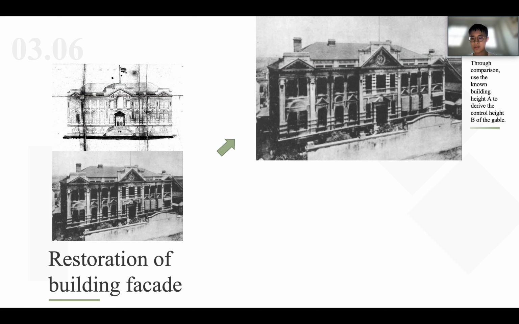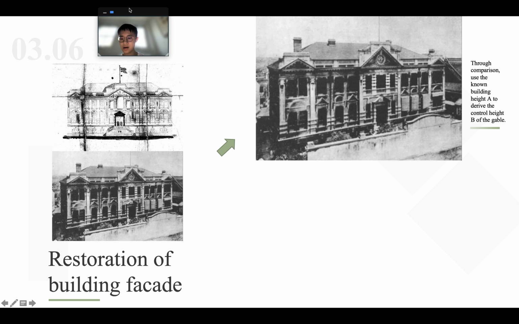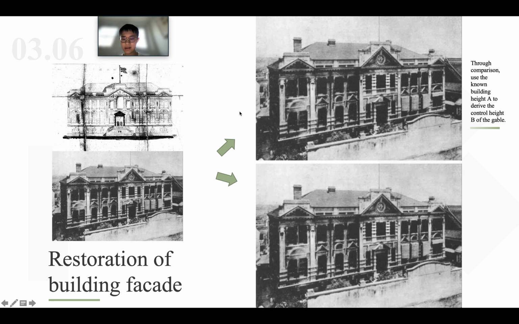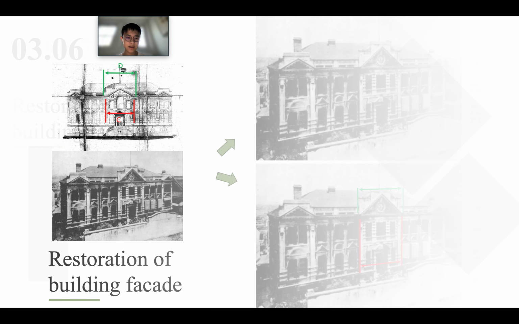After that, we have a further calculation. In this part, we first calculate the relationship C between the pilasters on the facade and the width D of the gable. Then we can derive the width D of the gable. And finally, we can restore the gable according to our calculation.